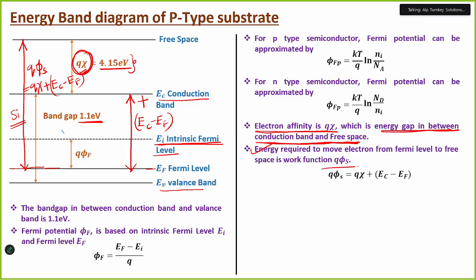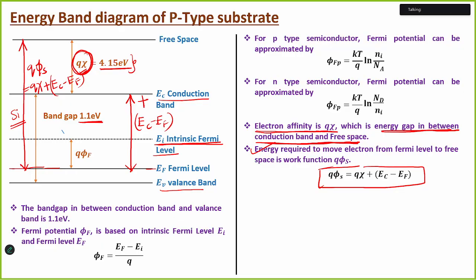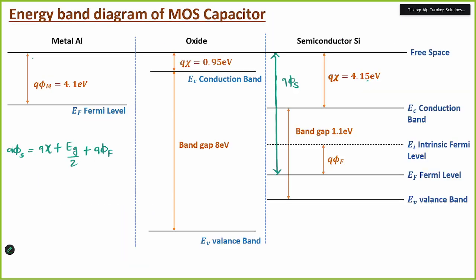This is free space. This is the work function, the energy required, q phi s. This is the energy band diagram of a p-type substrate with respect to the valence band, the conduction band, and free space. Do you understand? Any doubt in this?